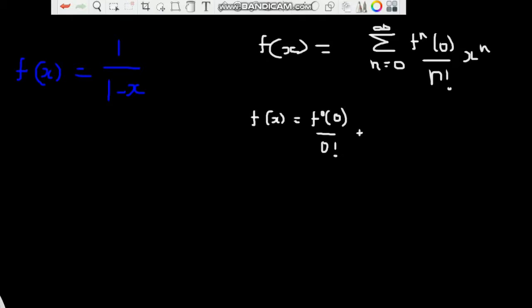Plus the first derivative of the function at 0 over 1 factorial multiplied by x to the power 1, plus the second derivative of the function at 0 over 2 factorial multiplied by x to the power 2. And then this will continue. So this is the general formula.